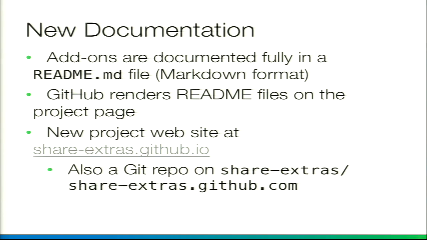So that project website content is actually a separate GitHub repo underneath Share Extras, so it's not implementing an add-on, but it's implementing our website. And all this content is driven from that same set of READMEs. So that's really cool. We've got rid of all that duplication, and we just got one place to update our strings when we make a new release.